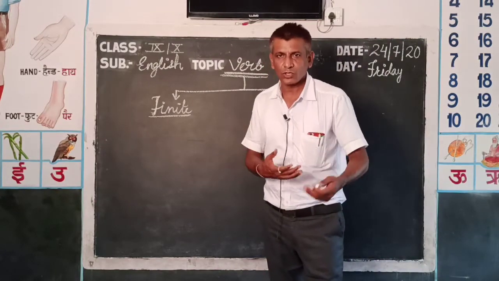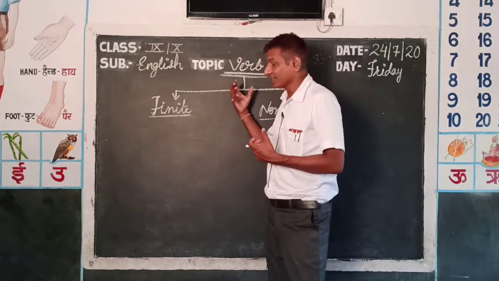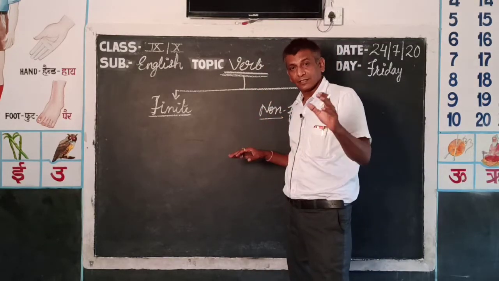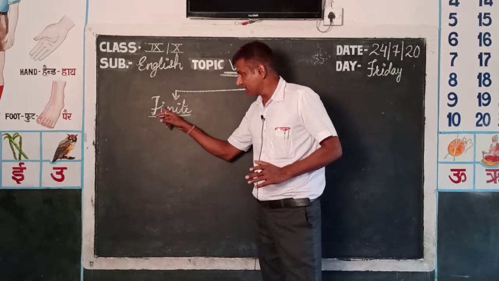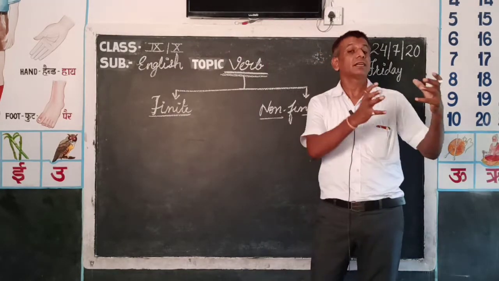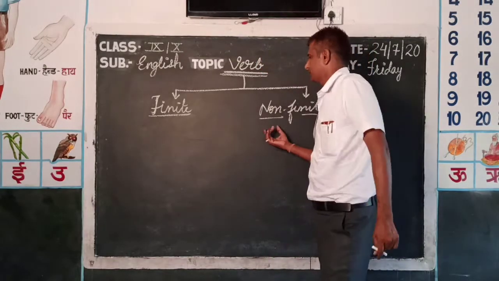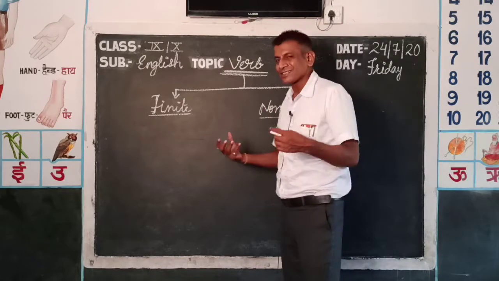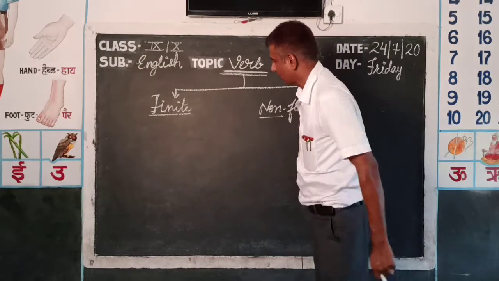We have to know the use of the verb forms, and in this way you are going to study the topic verb for the very first time. So finite and non-finite: what is the difference between the finite verb and the non-finite verb? Very easy, very simple. Don't confuse and make it more complicated. So let me write a few example sentences, then I will explain the difference between the finite and the non-finite verb.